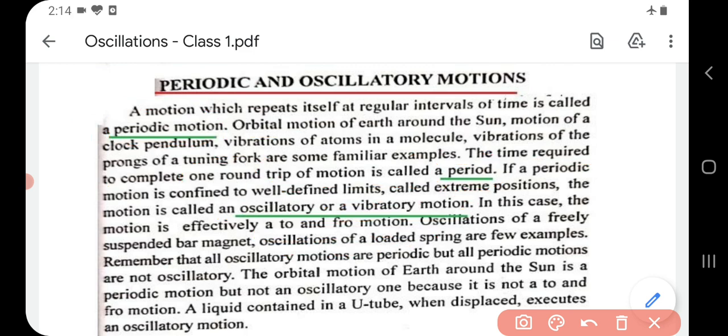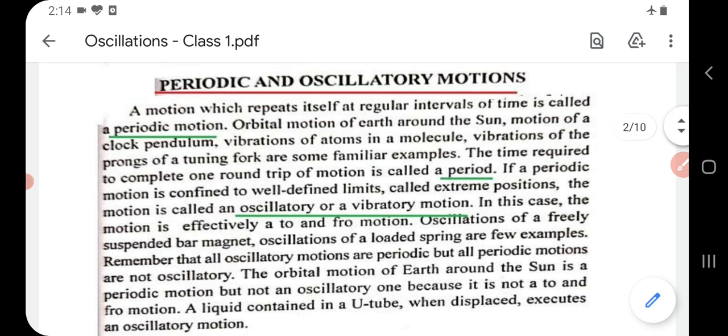So when you are asked to define what is oscillatory or vibratory motion, you can write, if a periodic motion is confined to well-defined limits called extreme positions, then it is called oscillatory or vibratory motion. Here it is a to and fro motion. Some examples are oscillations of a freely suspended bar magnet, oscillation of a loaded spring, etc. Okay, so here you got three definitions. Which are they? Define periodic motion, give examples. Then what is period? Then define oscillatory or vibratory motion, give examples. So from this you have got three definitions.